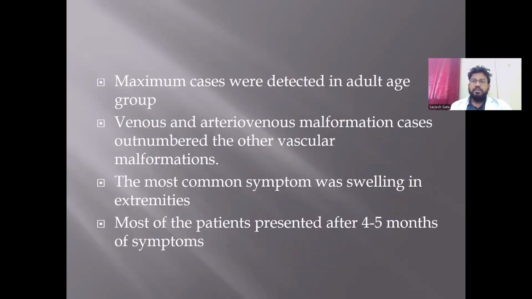Results were lymphatic malformation 30%, arteriovenous malformation 47%, and venous malformation 50%. Maximum cases were detected in the adult age group. Venous and arteriovenous malformation cases outnumbered the other vascular malformations. The most common symptom was swelling in extremities. Most of the patients presented after 4 to 5 months of symptoms.